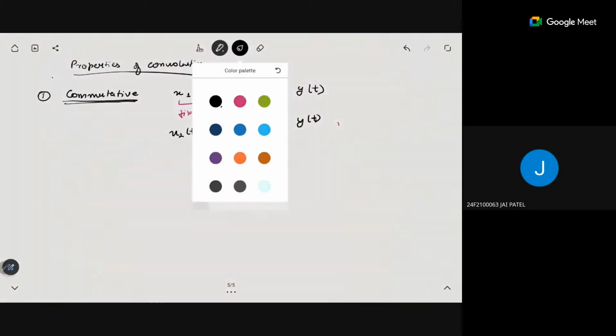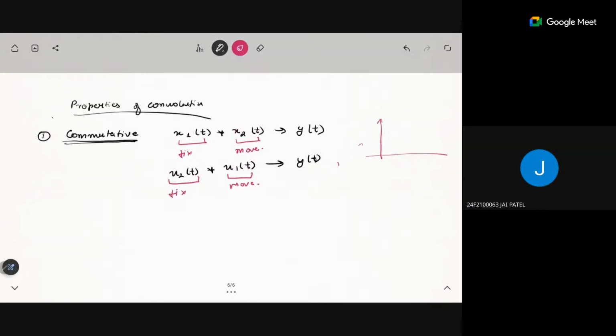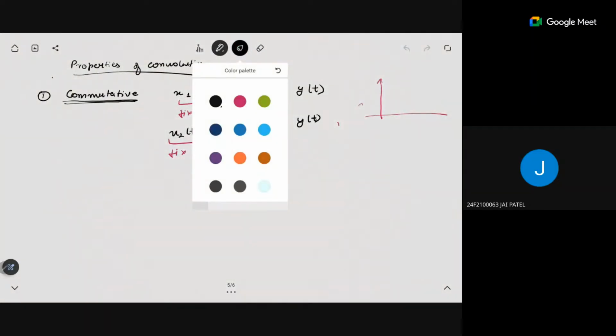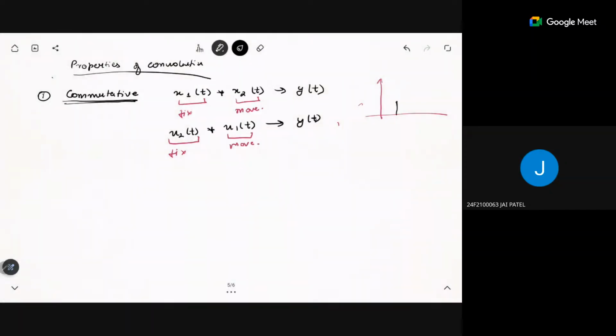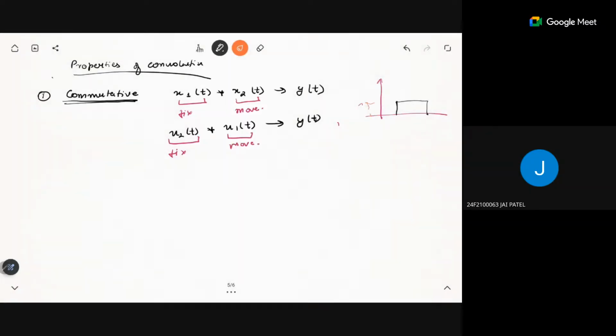Now here, my x2(t) is fixed and my x1(t) is moving. If you must have solved the question, suppose there are two rectangular functions. Suppose this is the one that is fixed and this is the one that is moving. It's moving like this, it's sliding along the time axis.